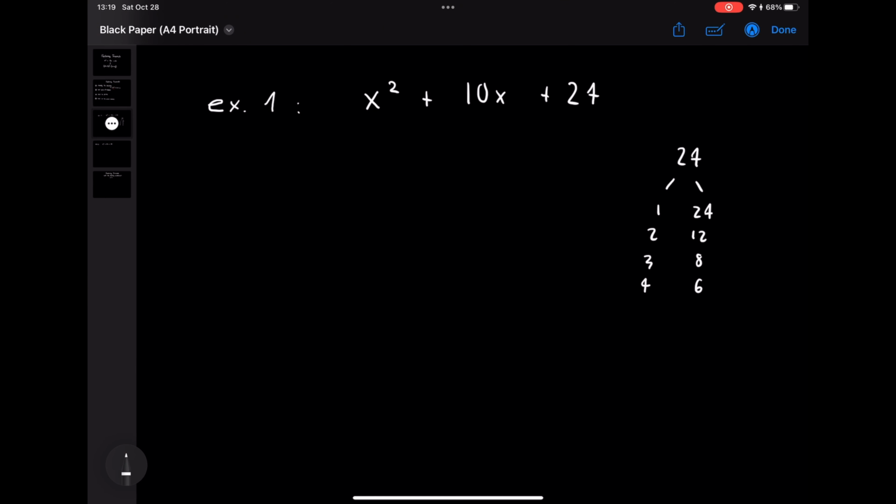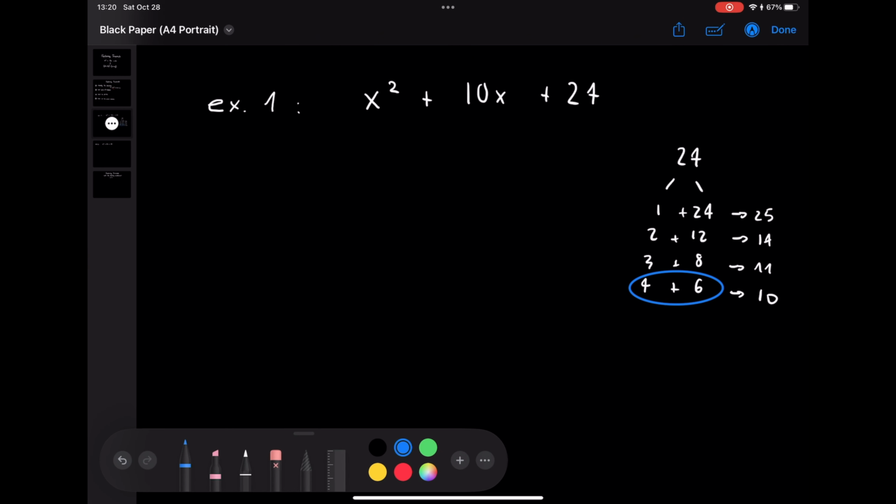And what we can see from here is that 24 plus 1 equals 25. Let's write it like this. 2 plus 12 equals 14, which is still not the b that we're looking at right here. 3 plus 8 equals 11. 4 plus 6, however, equals 10. And that is exactly what we're searching for here. So let's use this.